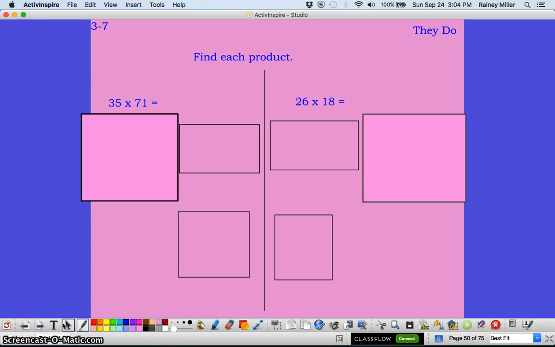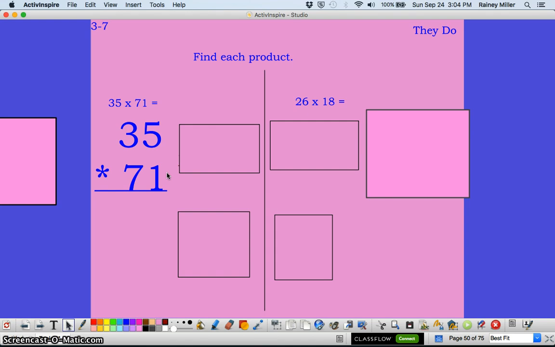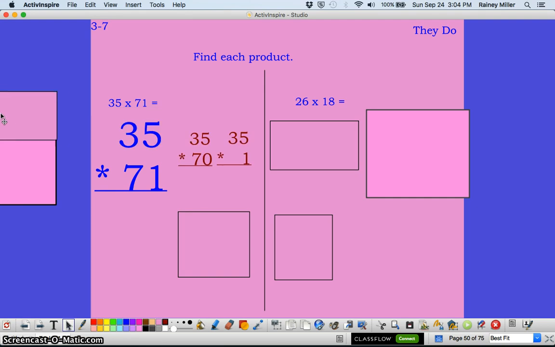Okay, so now what we're going to do is I rewrite it for the first thing. And oh, what am I doing? I'm not doing that one. I know that 71 is made up out of 70 and made up of 1. So I can take 35 and multiply it by 70. I can take 35 and multiply it by 1. So 35 times 1, oh, that's easy. I know that one. That's 35. 35 times 70 with the 0 trick in it is going to be a little bit harder.